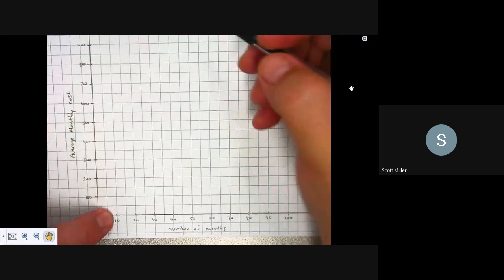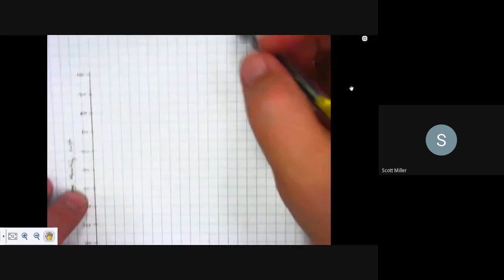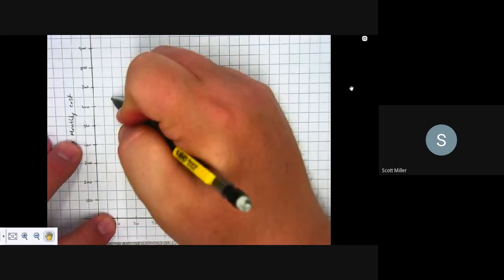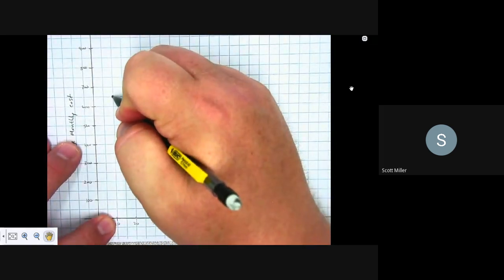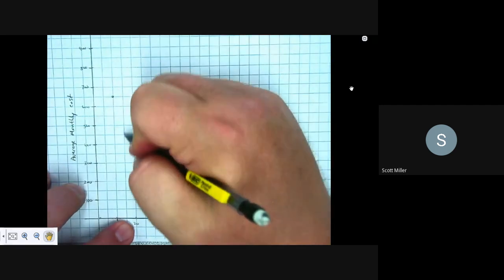But at 10, we're going to graph the first one. We'll graph this one real quick. At 10, we got 650. So 650 at 10 is about there. And then at 20, we got 400.